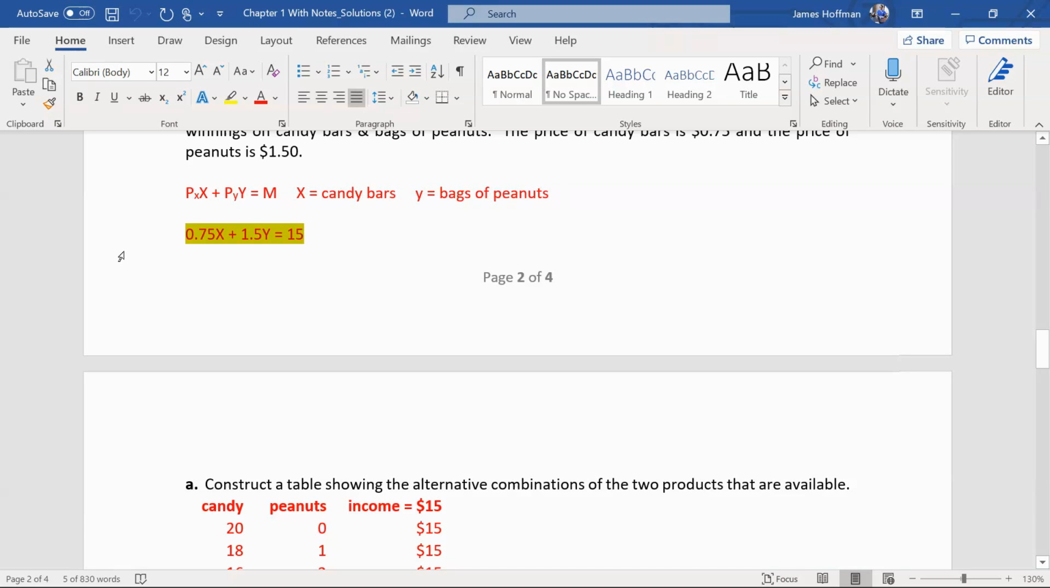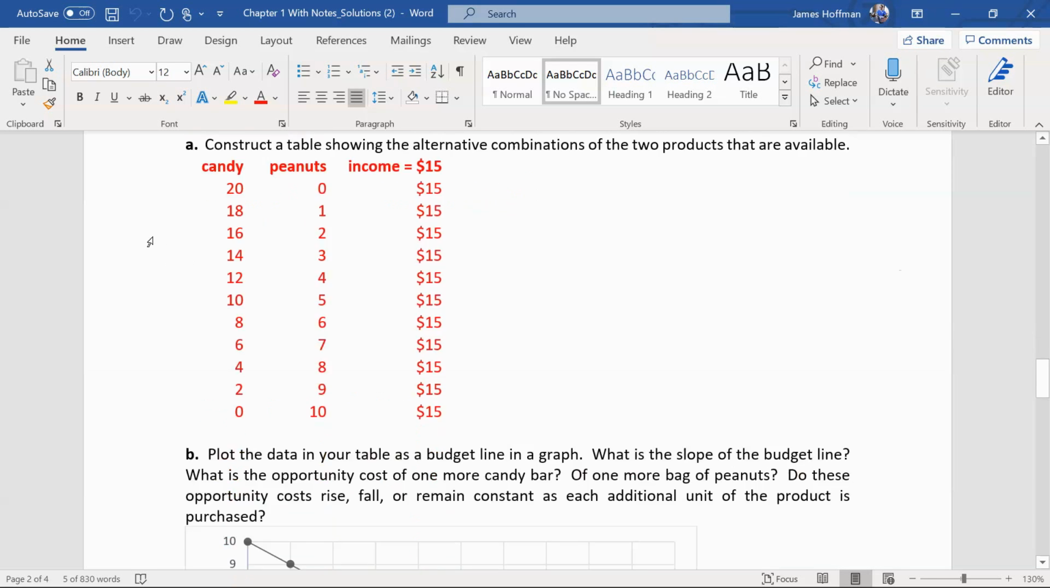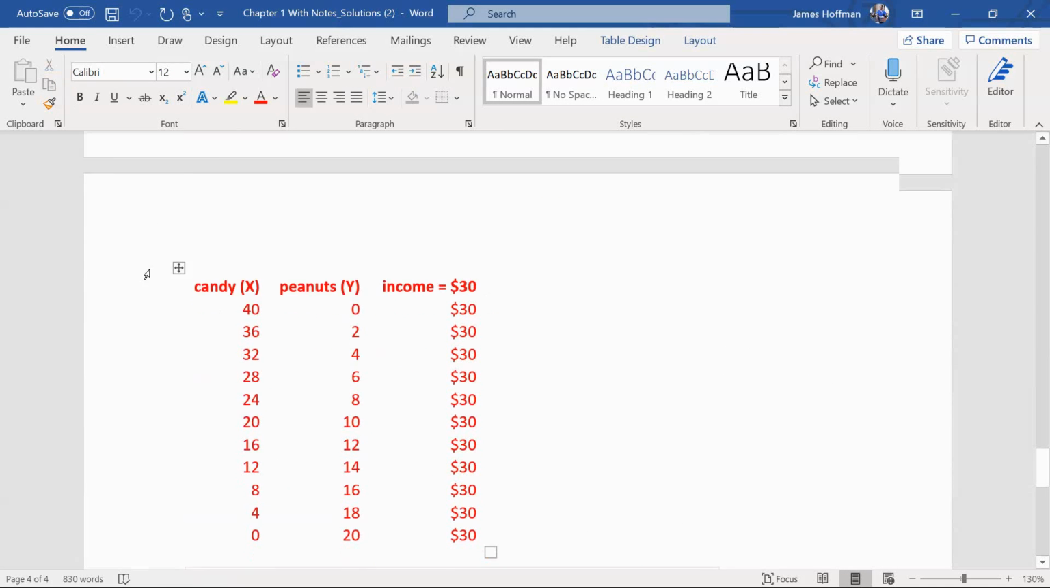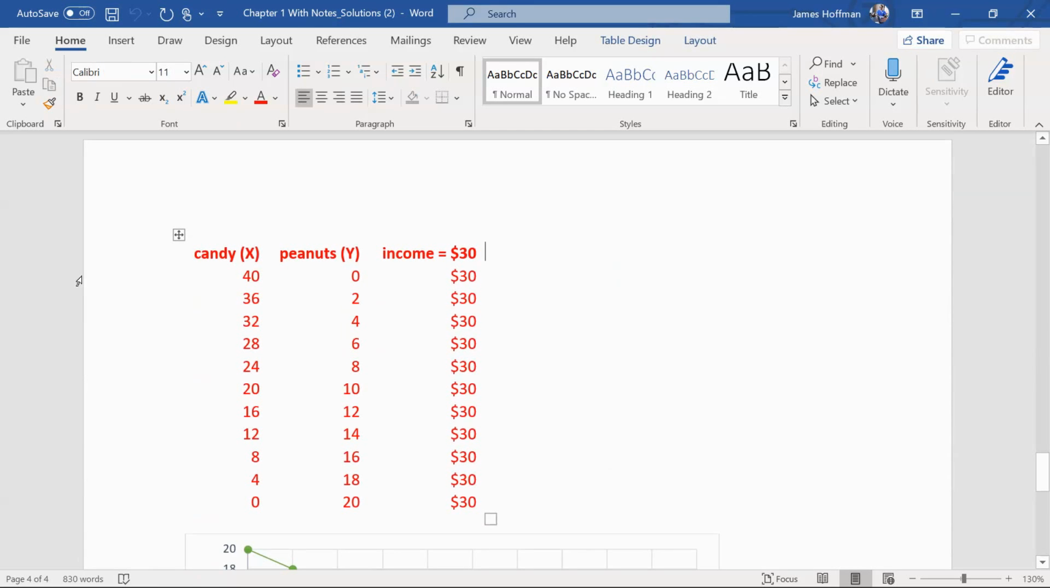Okay, so instead of that, it's going to be 0.75x plus 1.5y equals 30, because the income is not 15, it's 30 now. So the combinations we can purchase are shifted out because we have a higher income or a higher budget. All right, and so with the same prices, these are the combinations which would exhaust the $30. And you can do the same analysis or the same table you did in the first part, except now the income is 30. So these are all the combinations that give us $30 of budget.